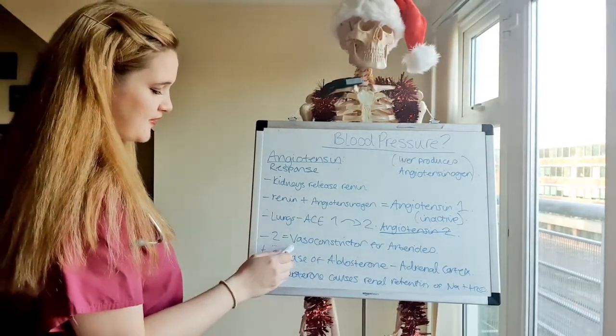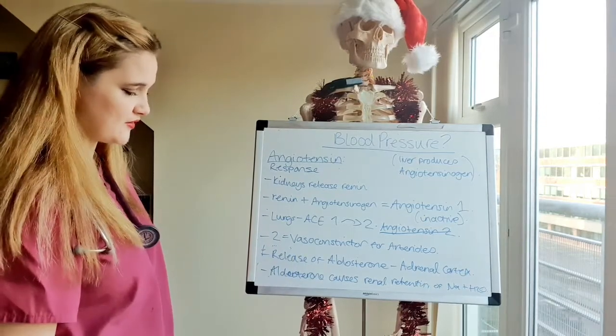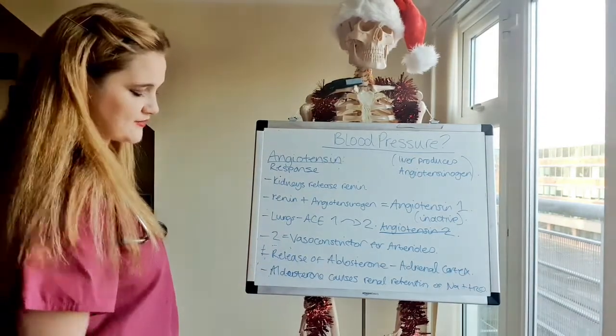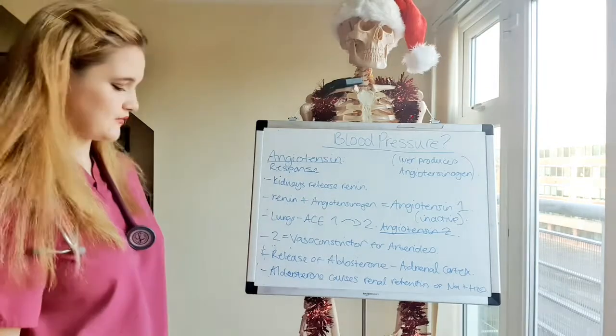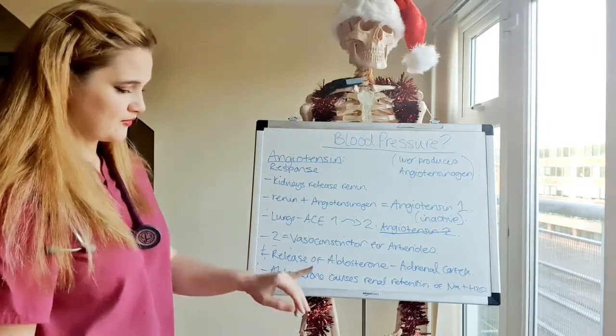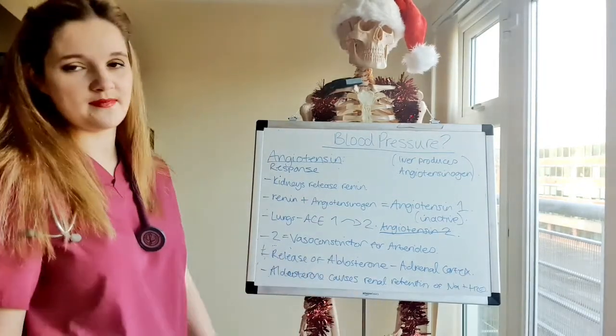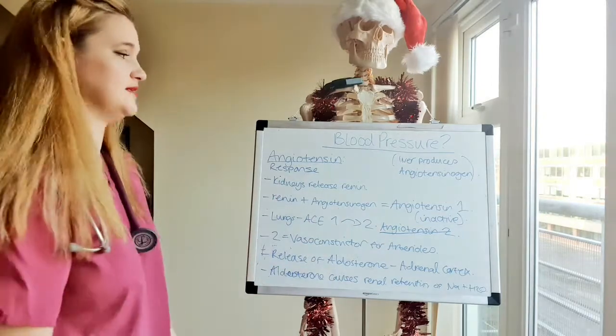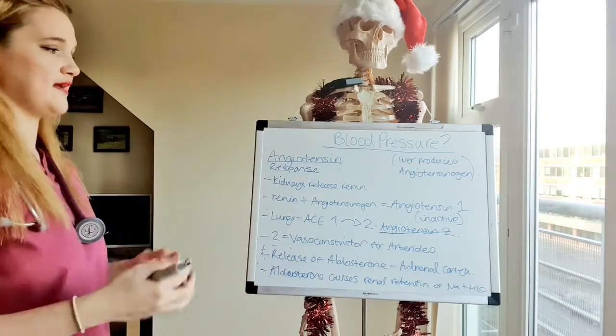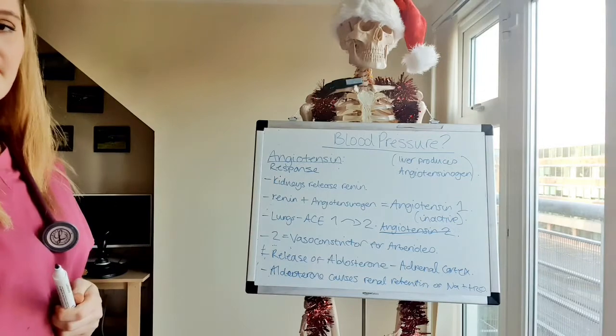Angiotensin 2 acts as a very powerful vasoconstrictor for arterioles, and it also aids in the release of aldosterone from the adrenal cortex. And aldosterone causes renal retention of sodium and H2O, so water. And that in turn will increase your blood pressure.